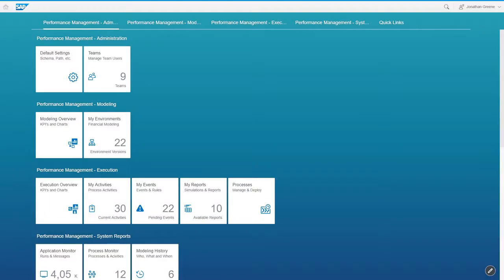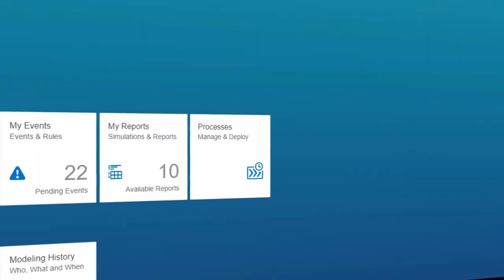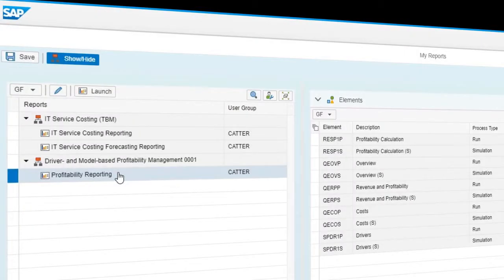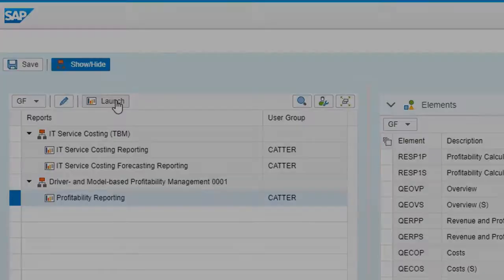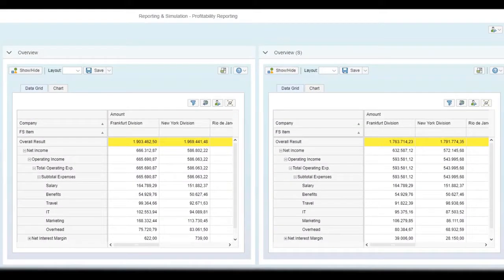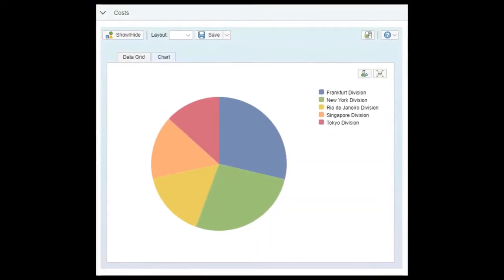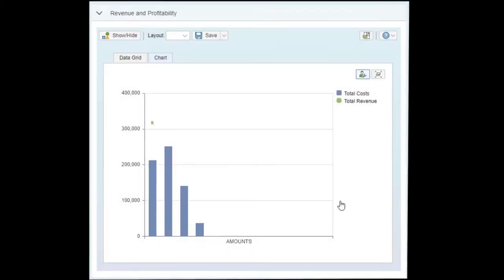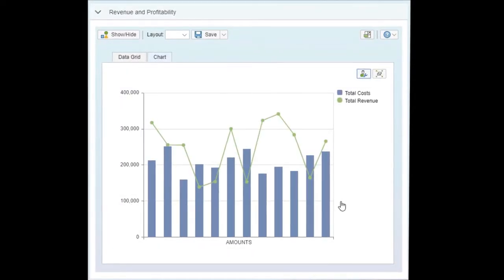With SAP Performance Management for Financial Services, I have complete transparency into the profitability of my products, customers, and org units. SAP helps me gain valuable insights with incredible speed and detail by analyzing billions of our transactions. And here's how they do it.